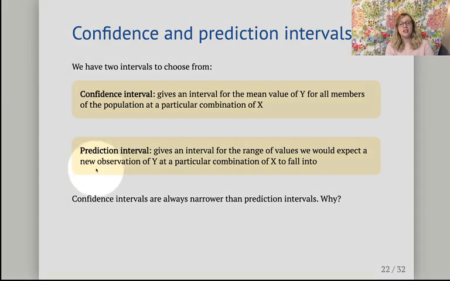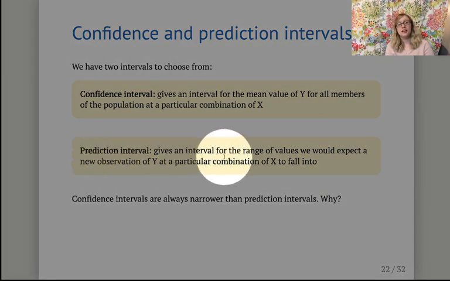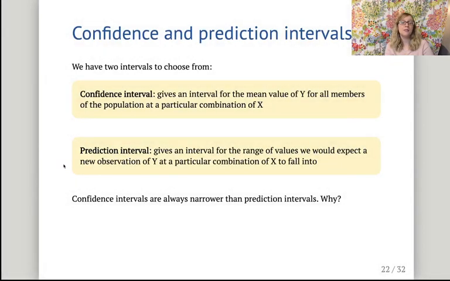Your prediction interval is essentially a technique where you're trying to find a confidence interval for a sample size of 1. So that's going to have a lot of variability to it.